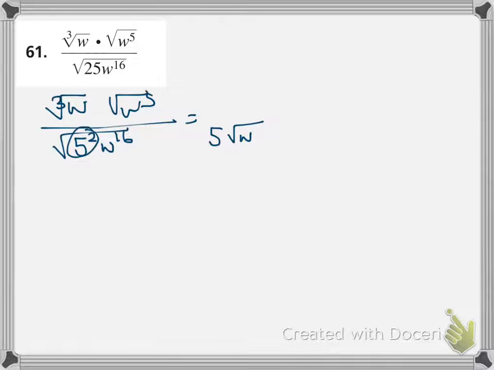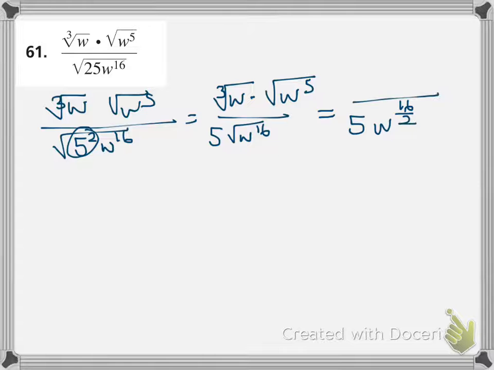Then I still have w to the 16. So one way of doing this that's a little faster than writing out w several times is let's just write that as a rational exponent. So it's w to the 16 halves. Then let's write these as rational exponents as well.